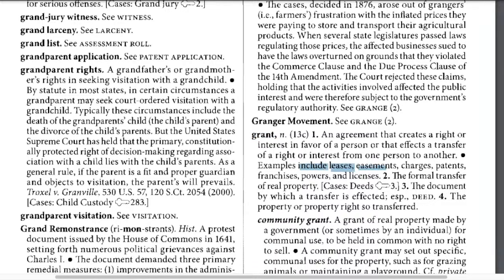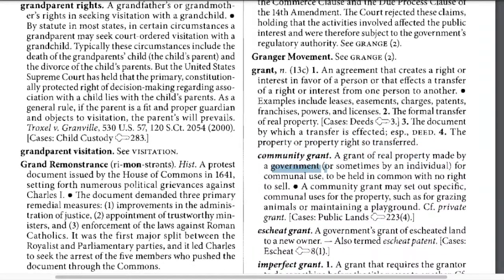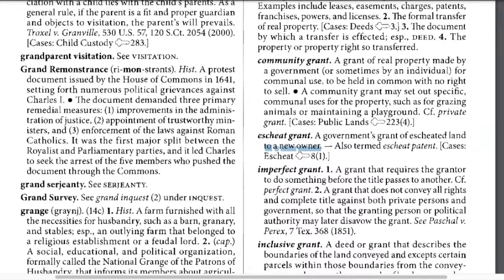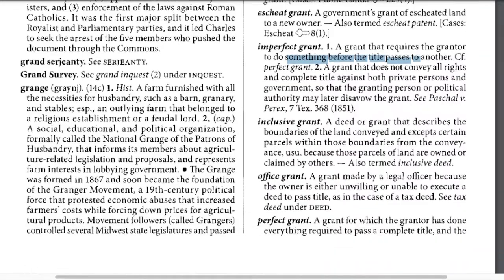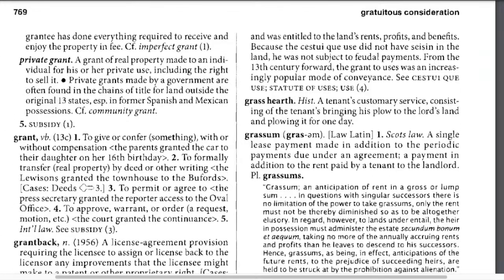Okay, so formal transfer of real property, the document by which a transfer is effected, especially a deed, so deed, grant, the property or property right so transferred. So we got all kinds here. We got community grant, grant to real property made by a government, and escheat grant, a government grant of escheated land. Well, they do a lot of cheating of land, that's for sure. Imperfect grant, a grant that requires a grantor to do something before the title passes. Inclusive grant, office grant, perfect grant. Let's see, private grant, another grant.